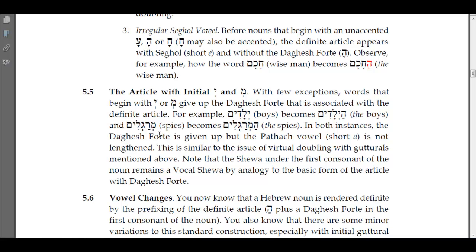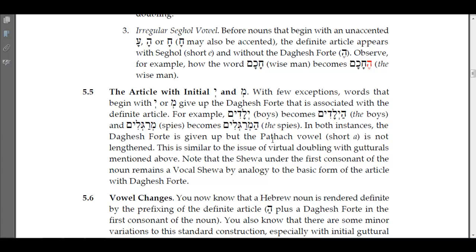And the same thing with meragalim, for spies. When we put a definite article on this noun, what you would normally have is ham-meragalim, but what happens here is the dagesh forte drops out, so it's ha-meragalim. So whenever you see a noun beginning with a yod and a vowel of a shva, or a mem with a shva, the dagesh drops out normally.